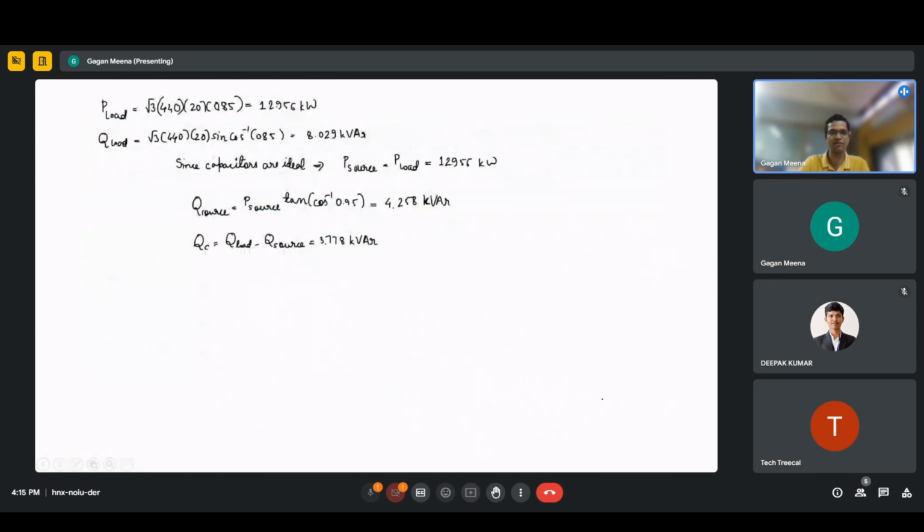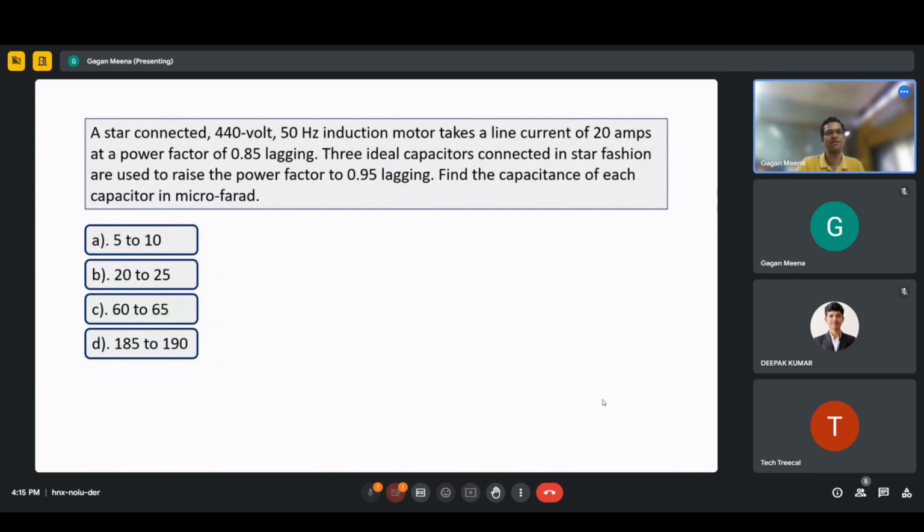So the next question is also a continuation of this. Next is: find the capacitance of each capacitor in microfarad. So we found QC as 3.77 kVAR. So what is QC per phase? 1.253. Yes, so this is per phase.